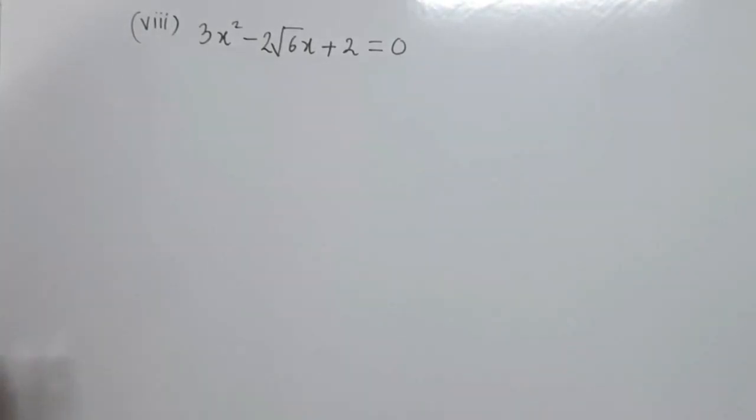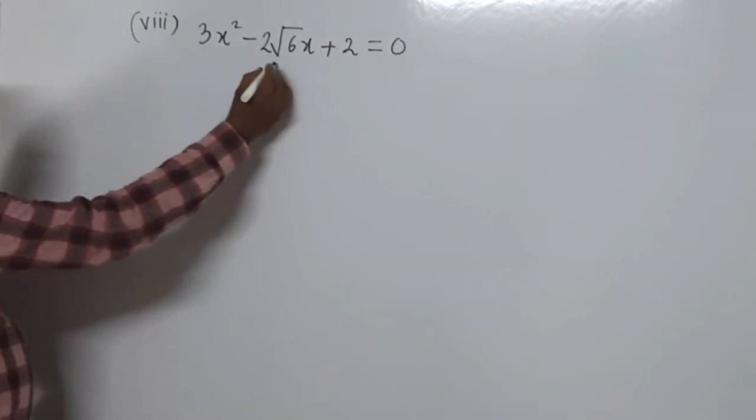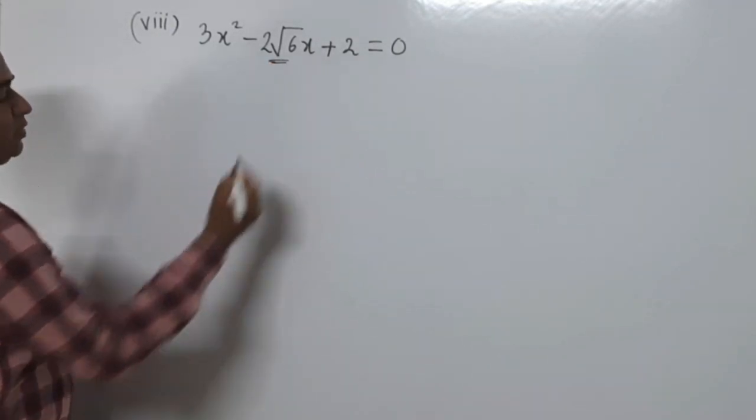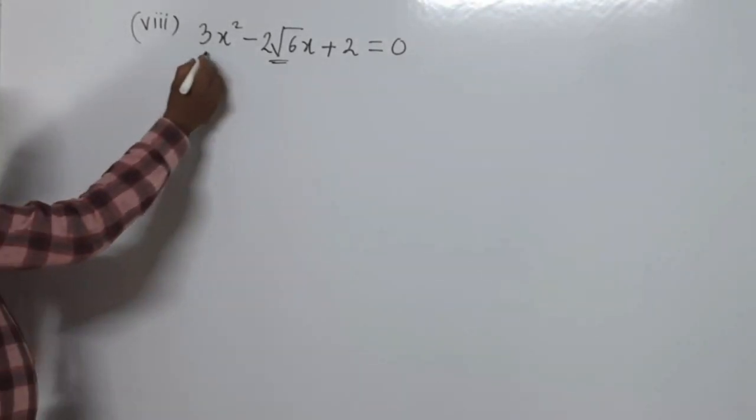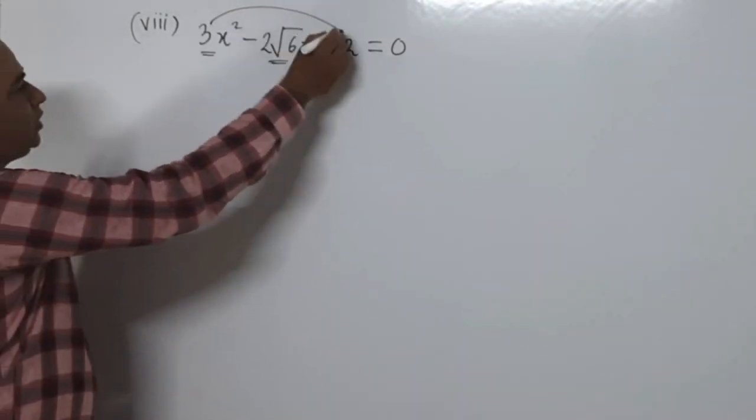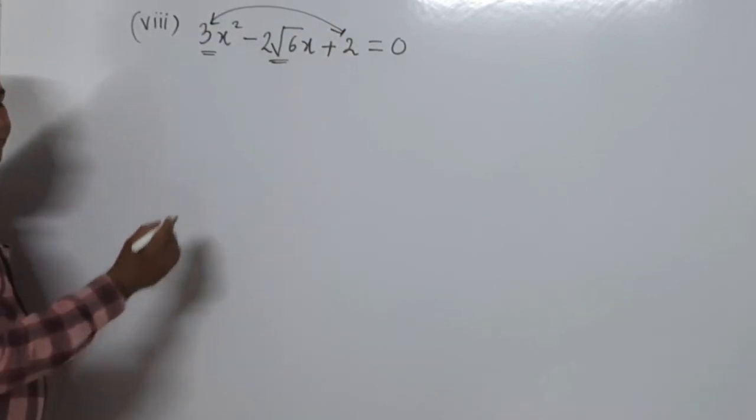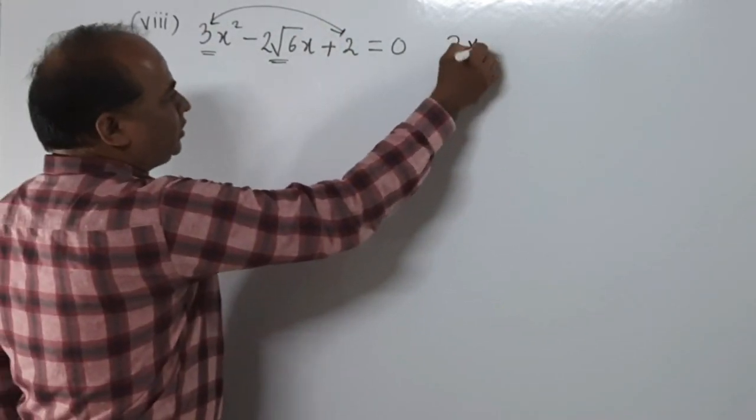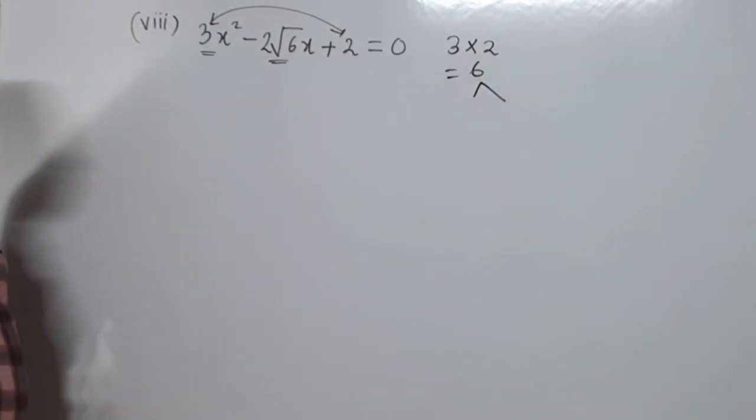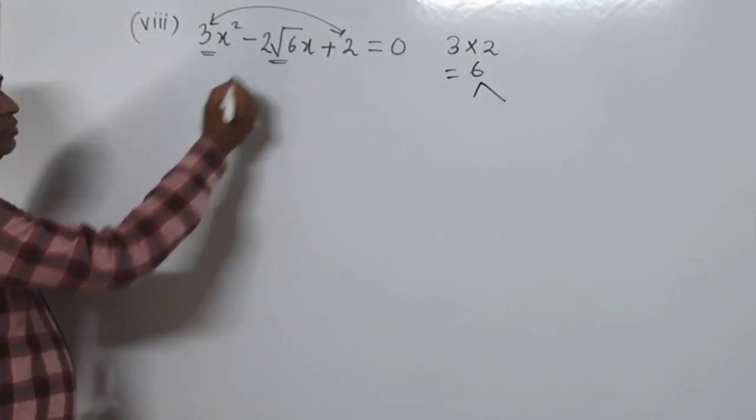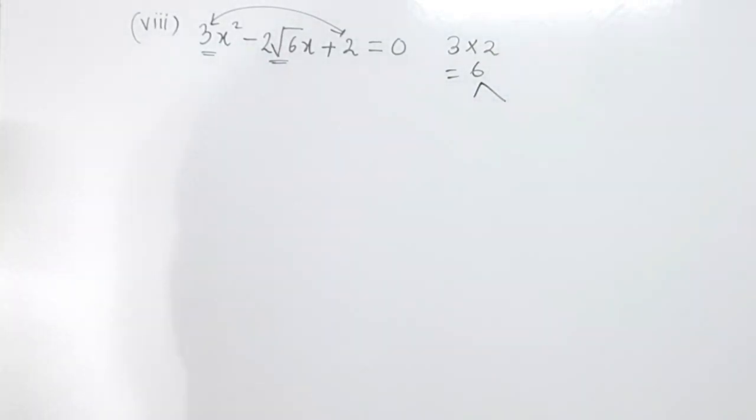Eighth example, 3x square minus 2 root 6 x plus 2 is equal to 0. Now here the factors of the coefficient of the quadratic term into the constant term 2, that is 3 into 2, which is equal to 6. Factors of 6 such that the middle term should come 2 root 6.